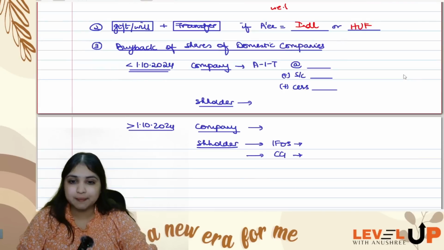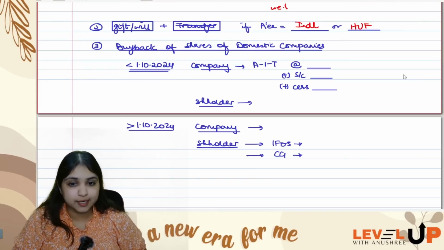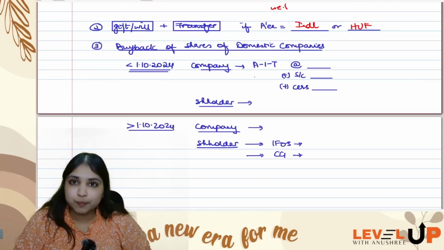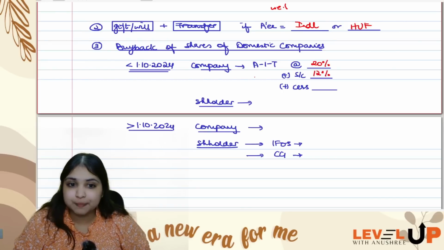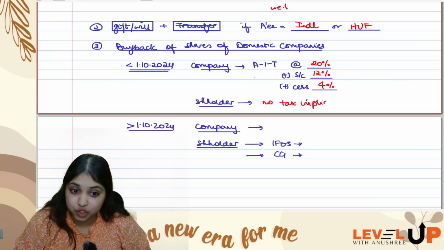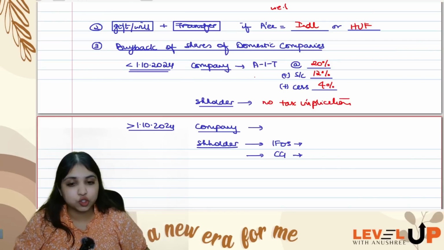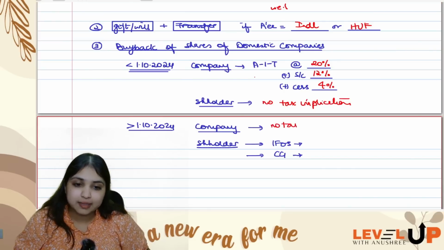Then we learnt about buyback of shares. If the buyback of shares is happening before 1st October 2024, then company will have to pay additional income tax at the rate of 20%, surcharge at the rate of 12% and cess at the rate of 4%, and for the shareholder there will be no tax implication. But however, if the buyback is happening after 1st October 24, for the company there will be no tax implication.